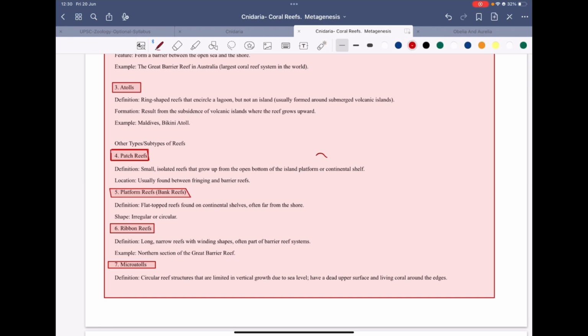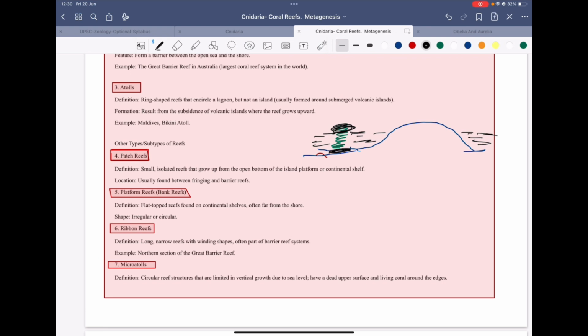For example, this is the continental shelf, and it will grow somewhere like this, and this is the ocean. So it grows somewhere along the shelf and it forms some structure like this. So these are patch reefs. These are found between the fringing or the barrier reefs.